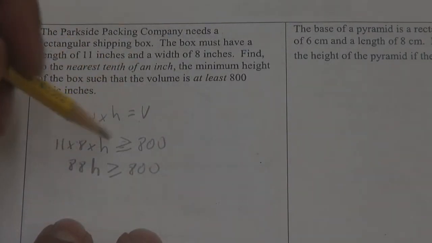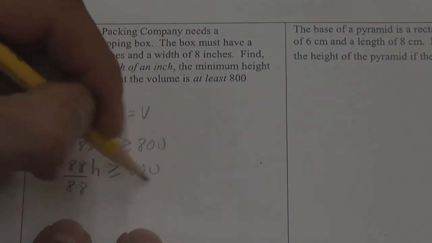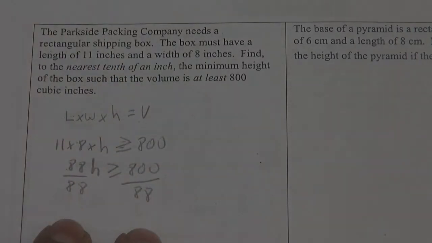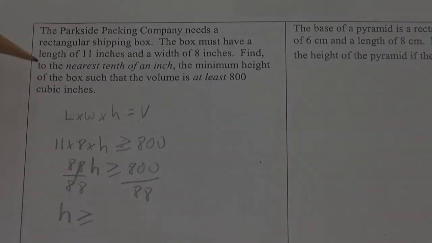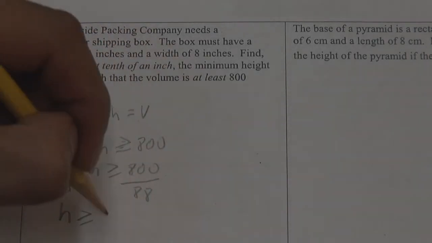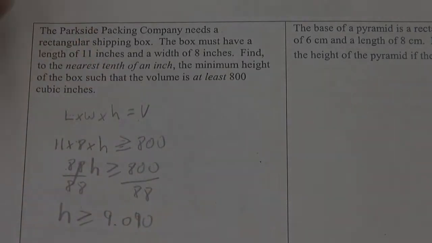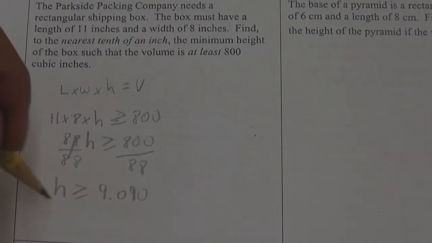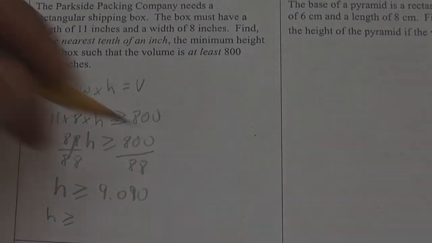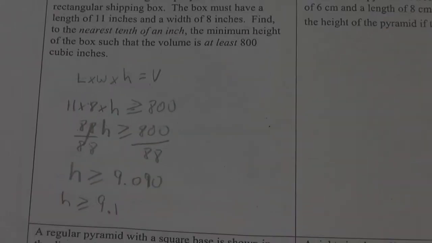Now, I need the height. So what am I going to do with this 88? Good. And then I get that the height must be greater than or equal to 9.090. But it says to the nearest tenth of an inch. So then the height should be greater than 9.1. As simple as that. Okay, let's continue with this.